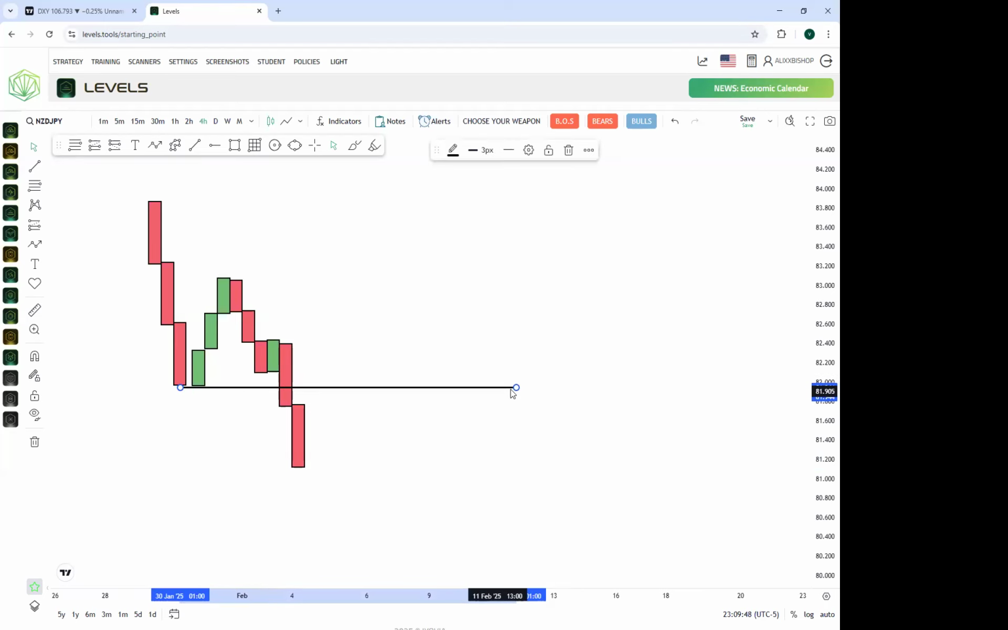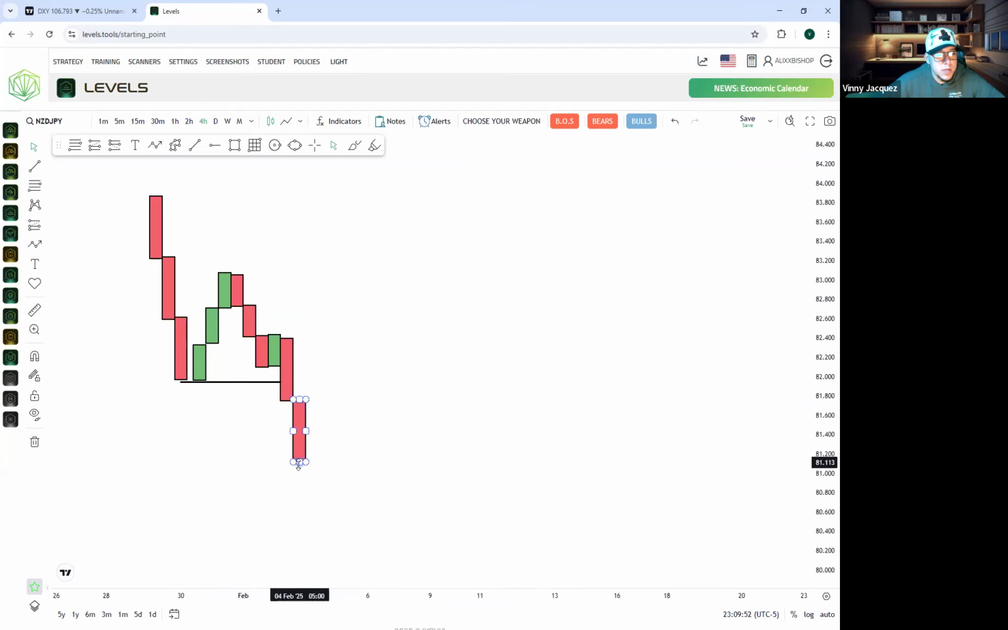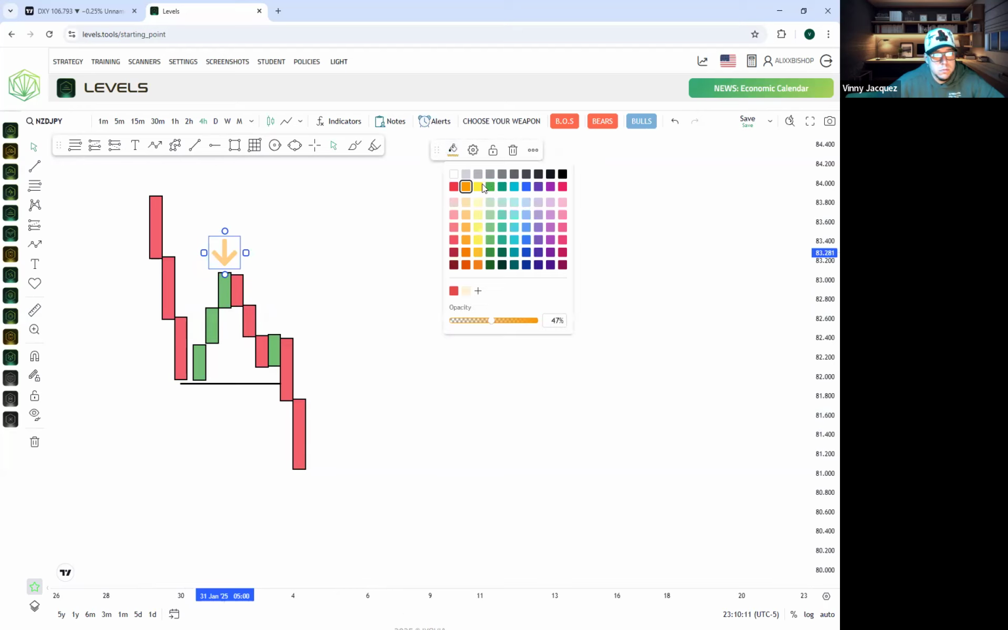Yes, sir. Awesome. So once we identify that, we need to follow that rally back up to the last buying candle that gave us this BOS, the last buying candle that gave us this break of structure. So would this be the last buying candle that broke structure, Bryce? Yes.